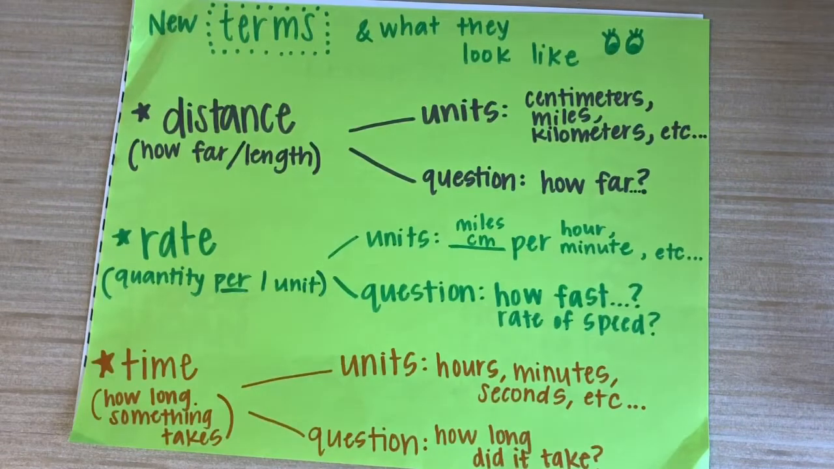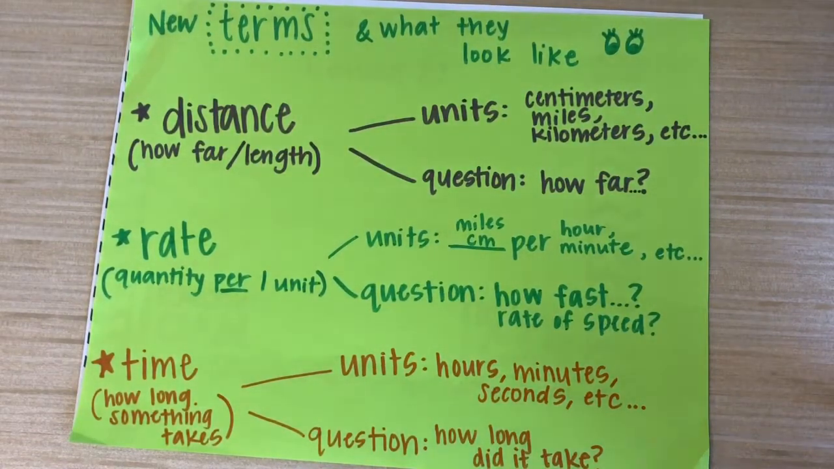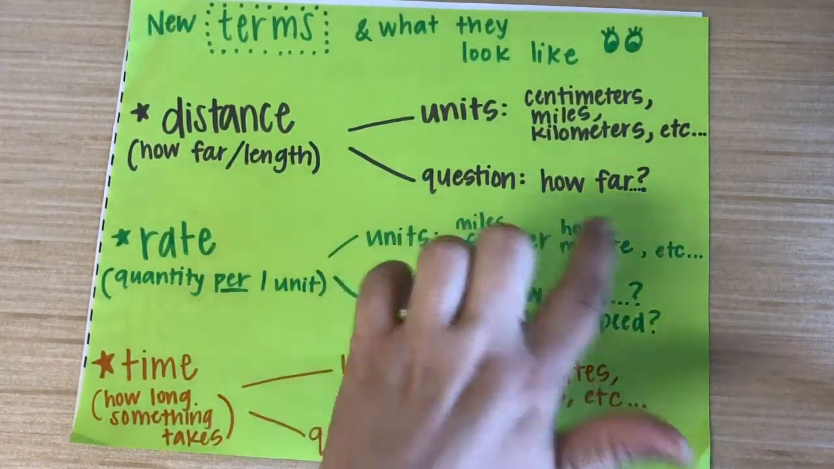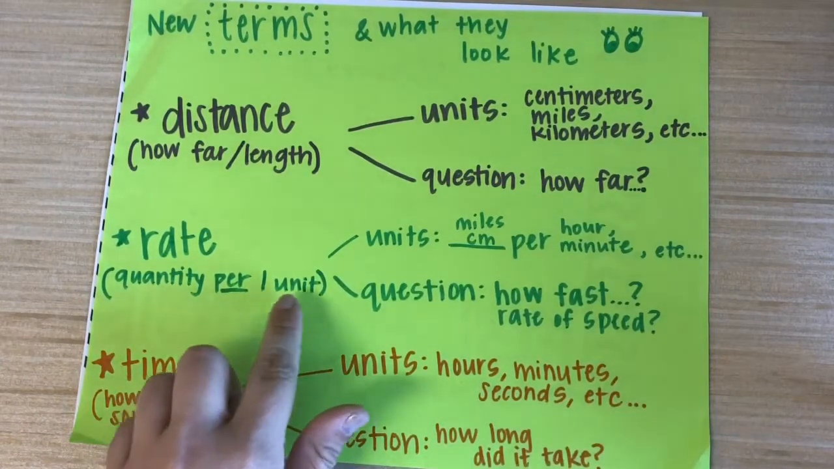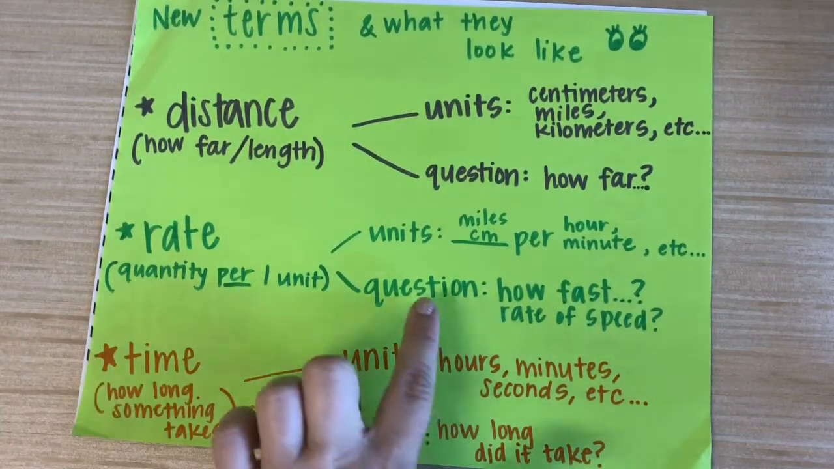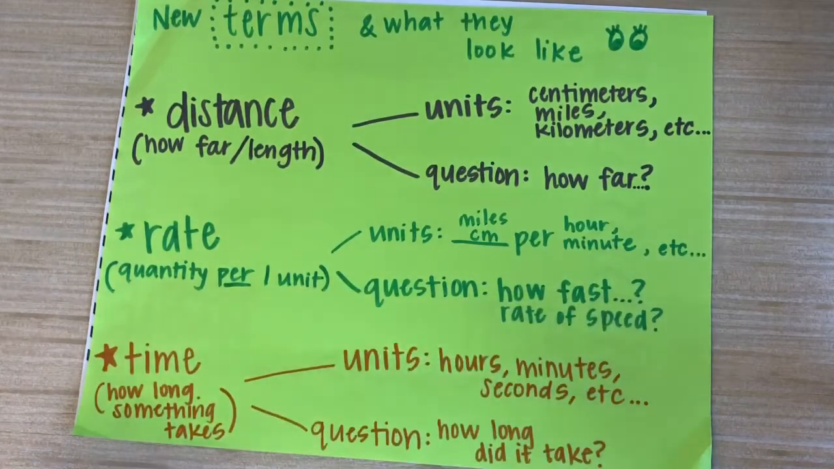Rate is another term, and it's actually not really a new term because we've been talking about rate and unit rate. So just to remind you, that means the quantity per just one unit. So that might look like miles per hour or centimeters per minute, something like that, where the second unit is just one. Okay, we've been spending a lot of time talking about unit rate. A question to prompt you when it's asking for rate might say, how fast, or what was the rate of speed?